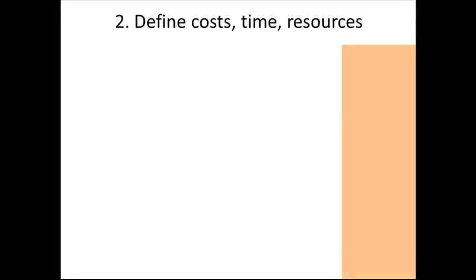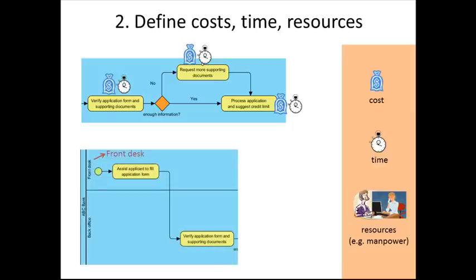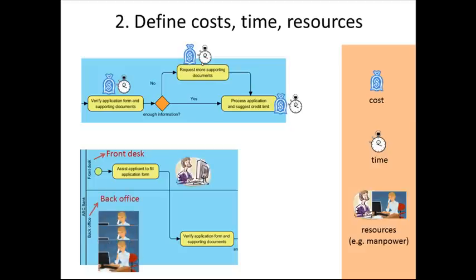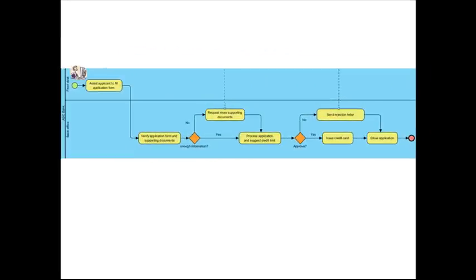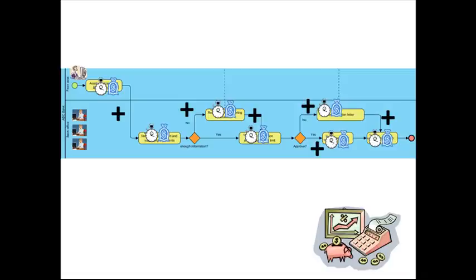In step 2, we will define cost, time, and resources. For each task, we will specify how much it costs and how long it takes to complete. As an example for resources, in the front desk area, let's just say that we have 1 staff, and in the back office area, there are 3 staffs working. If we look at the entire business process diagram again, basically those numbers form another layer of information on top of the process. At the end of the simulation, this information enables us to have quantitative results to evaluate process performance.